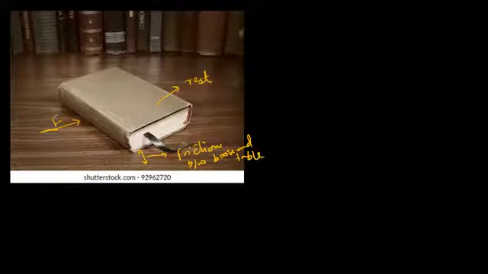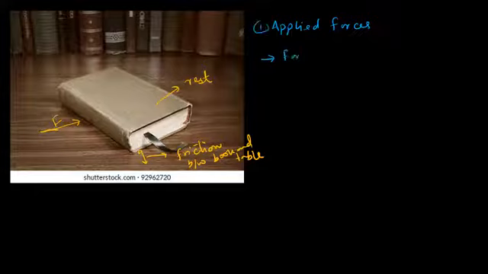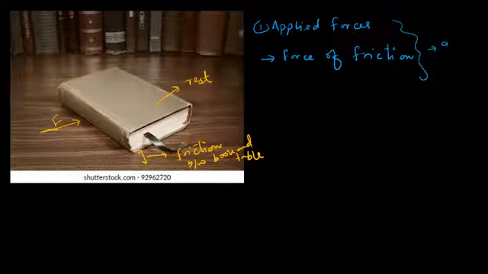Now I apply the horizontal force and push the book, in order to overcome this force of friction between book and the table. Now there are two types of external forces. Number one is the applied force, and second is the force of friction. Both these are applied external forces.